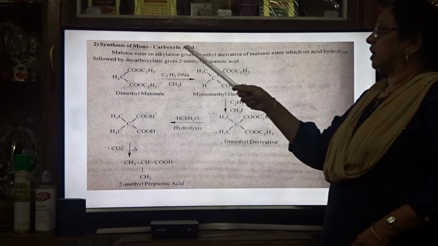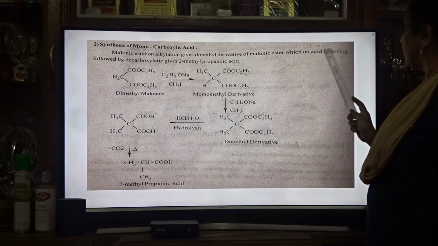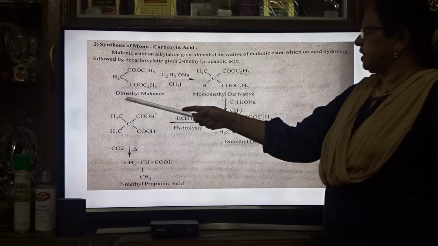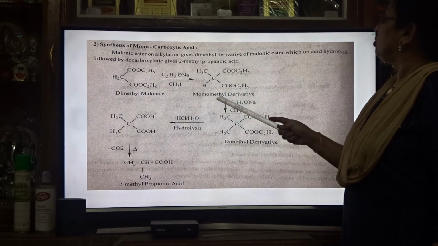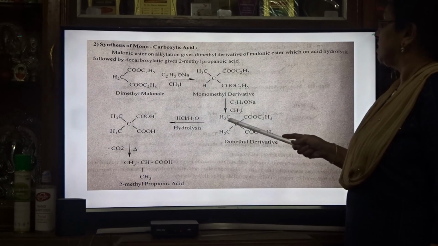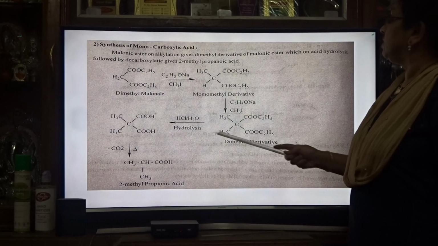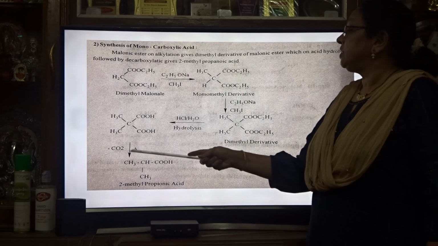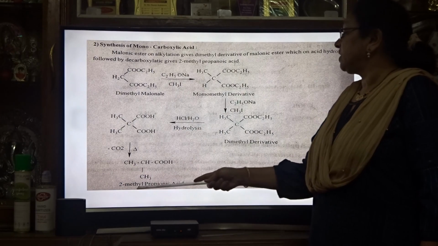Next, synthesis of monocarboxylic acid. Malonic ester on alkylation gives dimethyl derivative of malonic ester, which on acid hydrolysis followed by decarboxylation gives 2-methyl propanoic acid. So diethyl malonate in the presence of sodium ethoxide and methyl iodide gives monomethyl derivative, then dimethyl derivative, one group is added, then another group is added. On hydrolysis, C2H5OH gets removed and here you are getting COOH. Then by heating, by removal of CO2, that means by decarboxylation, you are getting 2-methyl propionic acid.